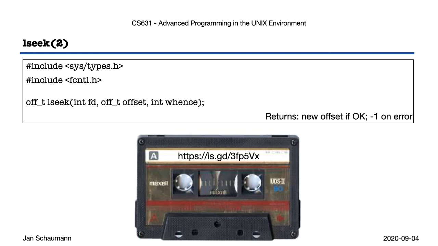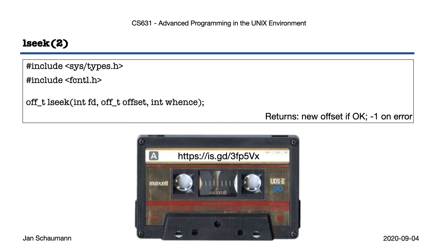Which brings us to lseek. Do any of you know what this thing is that we're showing over here? Does anybody even do mixtapes anymore? Oh well. The idea of an offset in a file is not quite unlike the concept of a cassette tape, where you can play, i.e. read, or record, i.e. write, data at the current position of the read-write head.